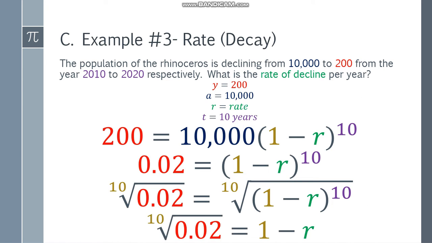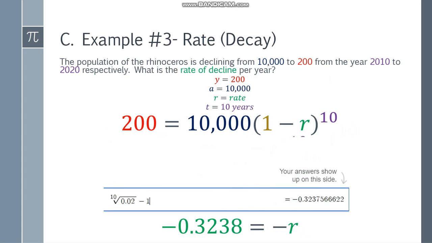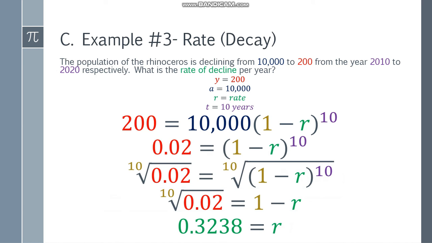Now, next one. The 10th root and the 10th power will cancel, and you will get just 1 minus r here. To find the value of r, subtract both sides by 1, and you have negative r here. Now, the 10th root of 0.02 minus 1 will be negative 0.3237, and so on. So just round it up. Now to get rid of the negative sign, just divide both sides by -1. Next one, that will be 0.3238 is equal to r.